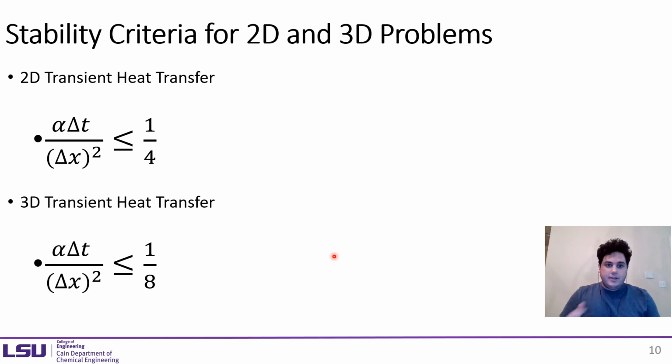So the stability criteria for 2D and 3D problems, as you can see, is not 1/2, because you have to account for more directions for it to move in and more opportunities for it to become unstable and iterate unexpectedly. That's why in 2D, I found that the stability criteria had to be less than or equal to 1/4. And for 3D, the stability criteria had to be less than or equal to 1/8.